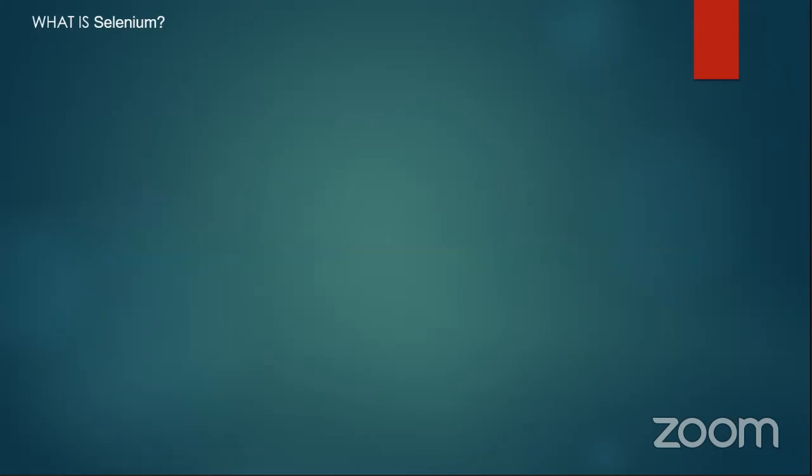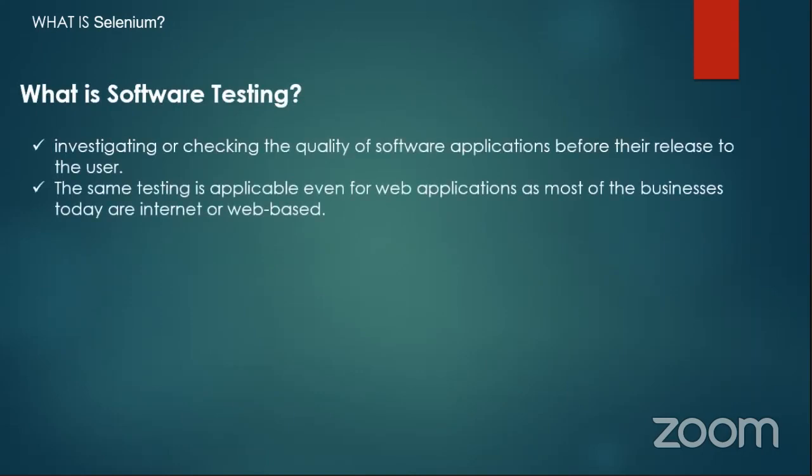Now let us understand what automation testing is. But before that, let us understand what software testing means. What is software testing? Investigating or checking the quality of software application before it is released to the user. The same testing is applicable even for web applications, as most businesses today are internet or web-based. Testing is not only for desktop or mobile applications, but also for web applications.